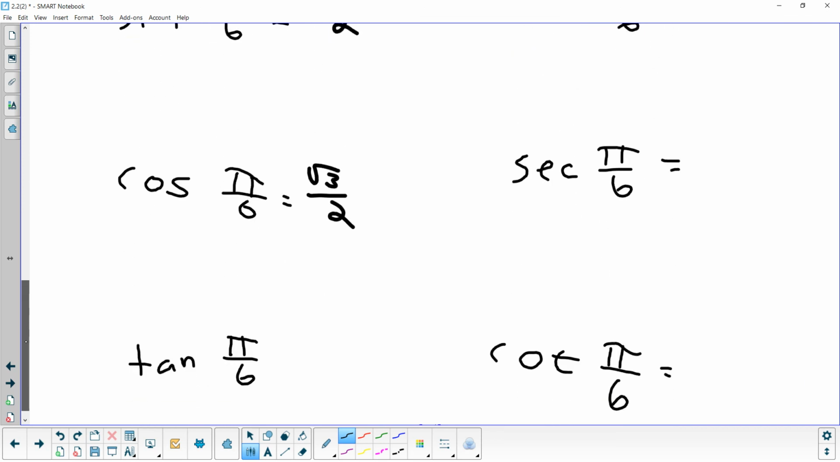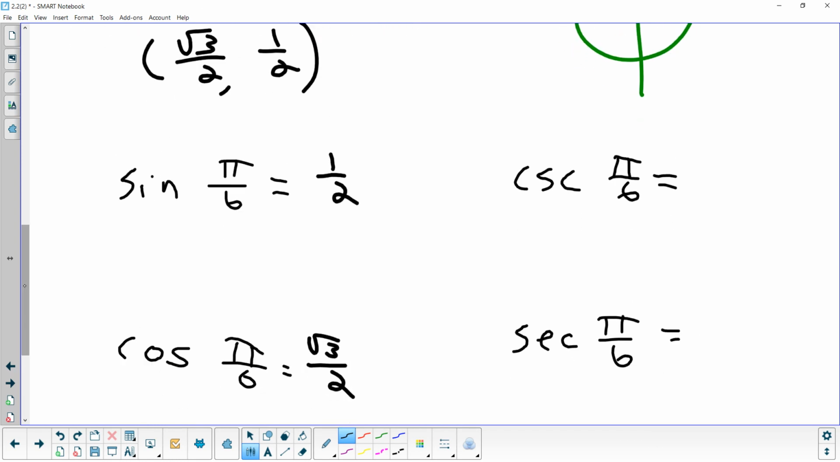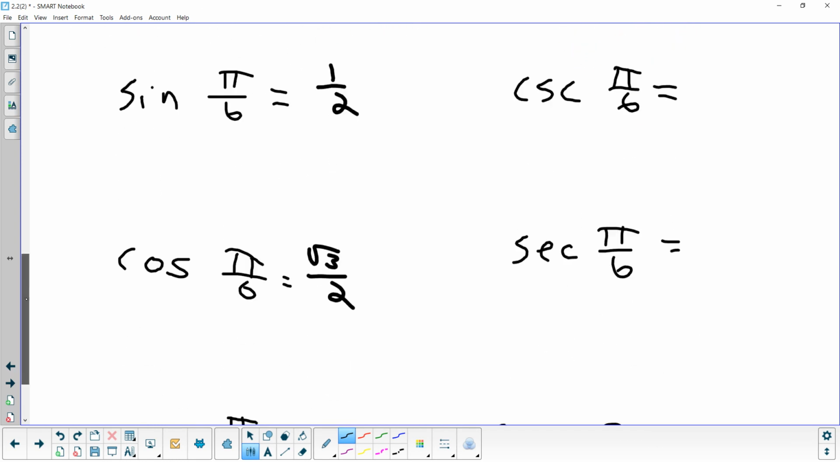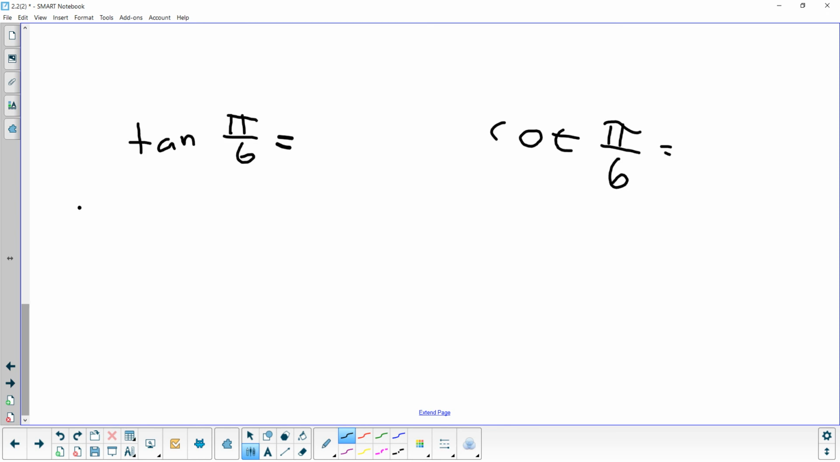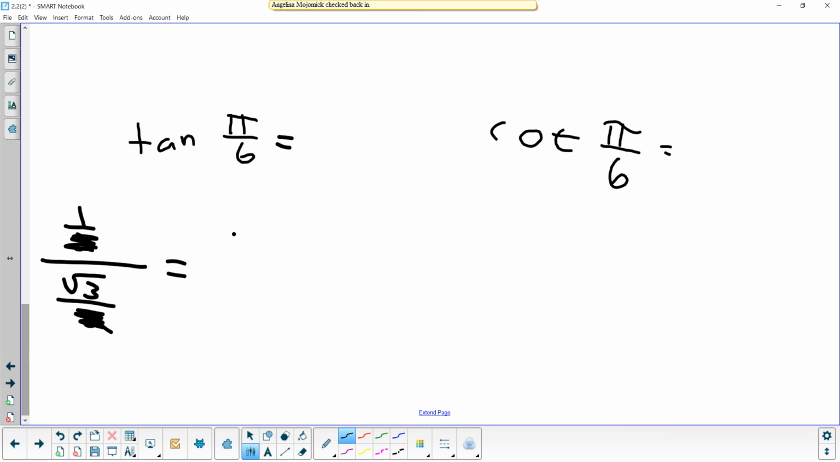Now my tangent. Pete, how do I get my tangent? What's my formula for tangent? Y over x. So that's 1/2 divided by root 3 over 2. Okay, I'm going to do that over here. Anybody remember, you can flip and multiply. Does anyone remember the trick I said yesterday? What's going to cancel out here? Yeah, Raymond? The 2's are going to cancel out. So at this point, all you're left with is 1 over square root 3.